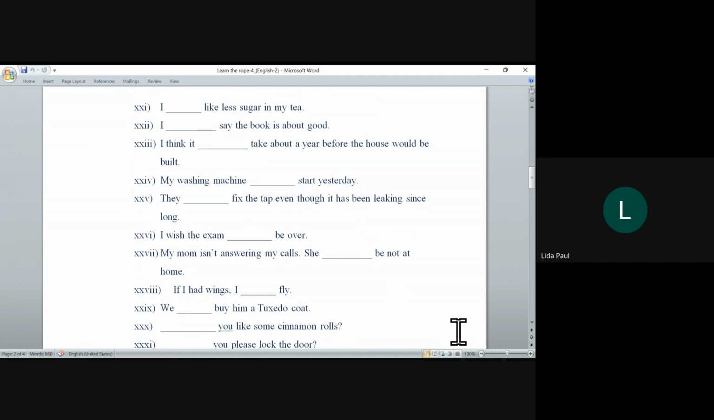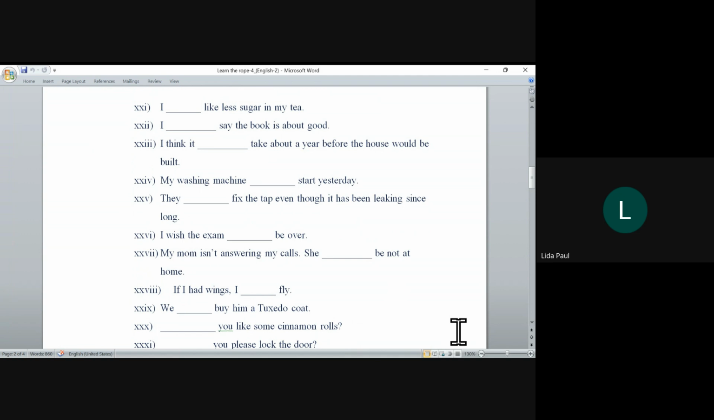I would say the book is about good. Okay, 13th one. I think it would take about a year before the house would be built. Correct. It's similar to the earlier one. I think it would take about a year before the house would be built.